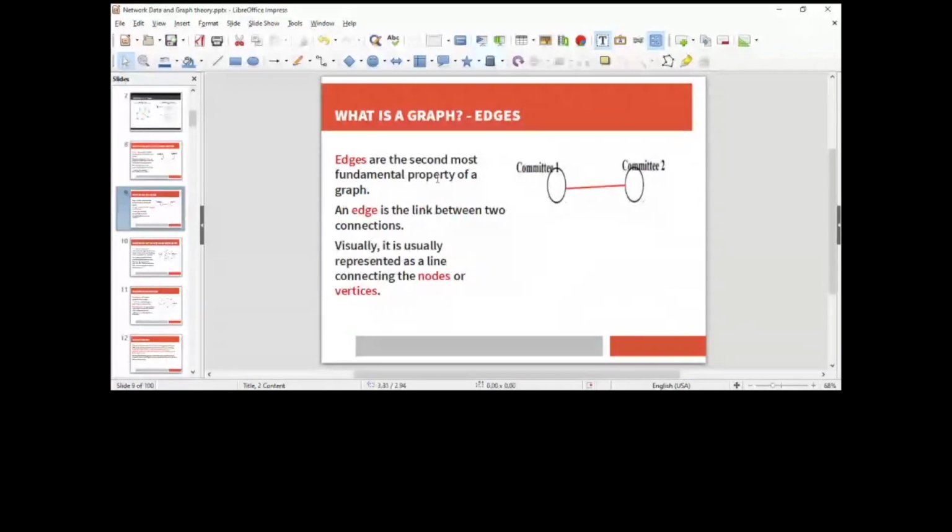Now, edges are the second most important. So you see, they are connecting. There's a connection between the two. Because in your analysis, you want to understand the relationship between this and this, and what this relation and this connection mean. Visually, it is usually represented as a line connecting the nodes or vertices.